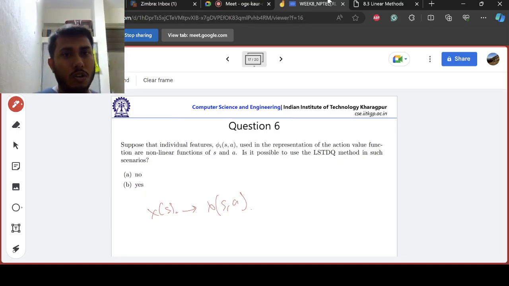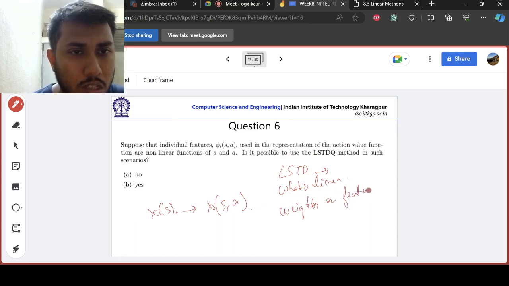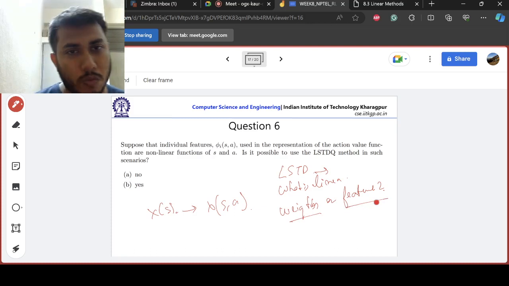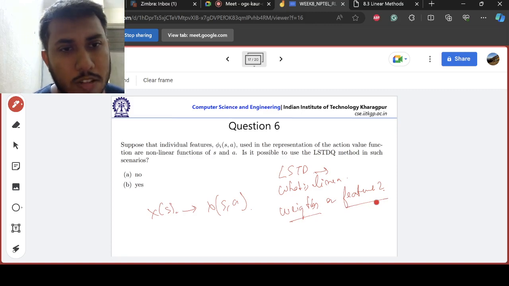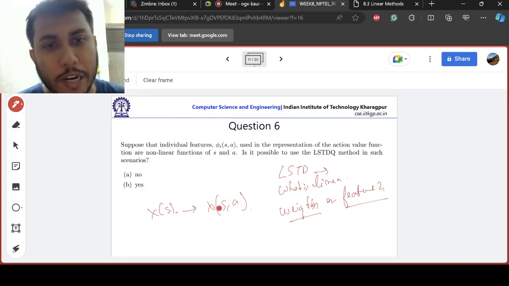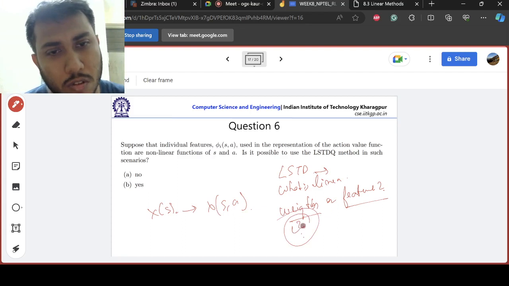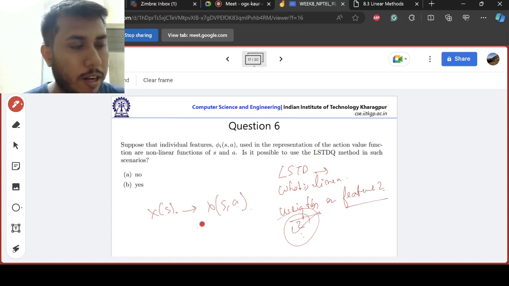So when you are discussing LSTD or linear approximation, what is linear? Weights or features? So typically your weights are linear. That's why you can approximate the weight vectors using simple addition and all.